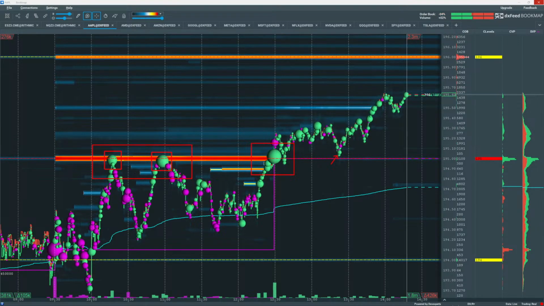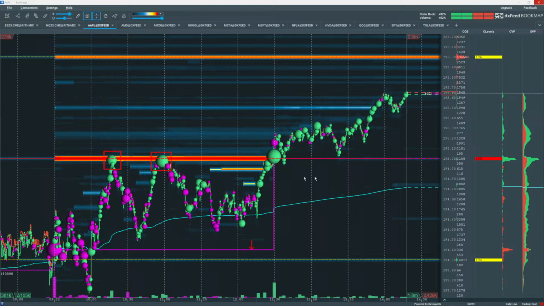And note also the point of control at that level. Sorry, wrong tool. Point of control initially at the opening print, that's pretty typical for stock, and then there was enough volume at the 195 level that the point of control moved up to 195. All right, so that's Apple.